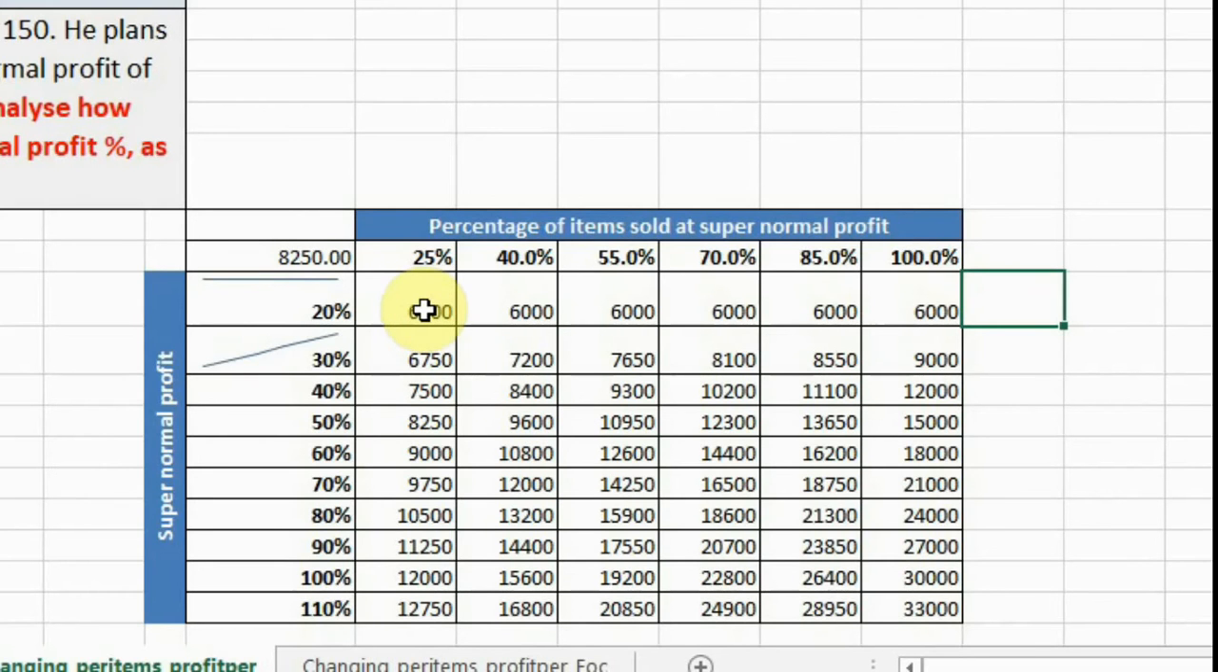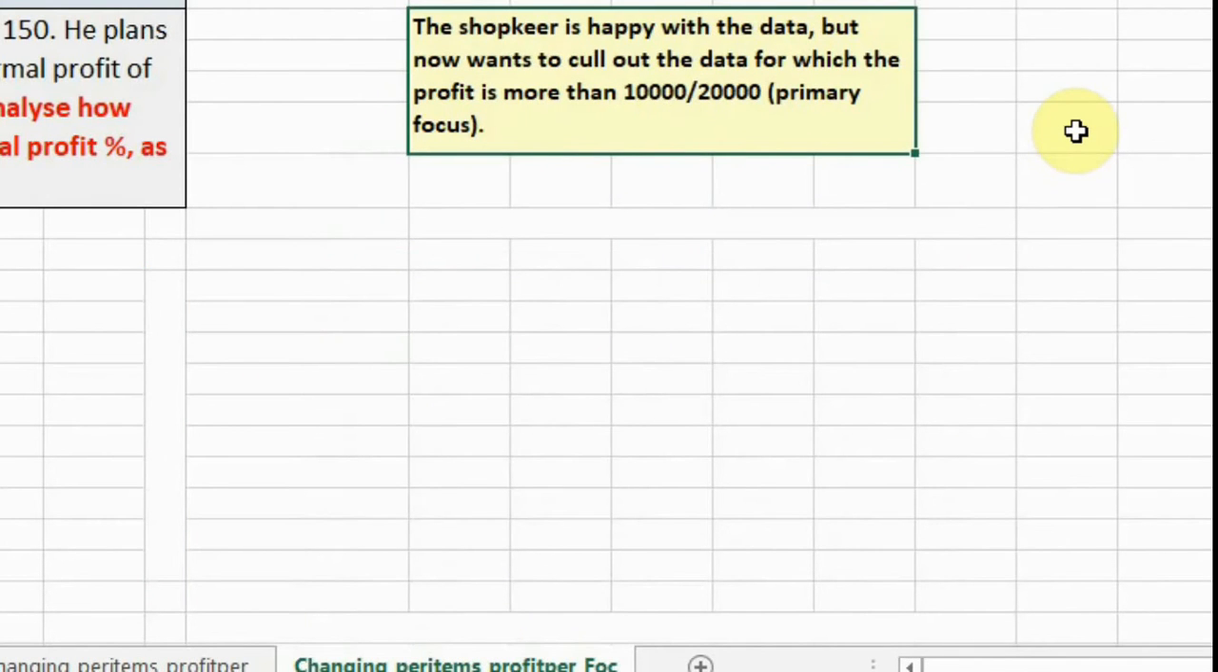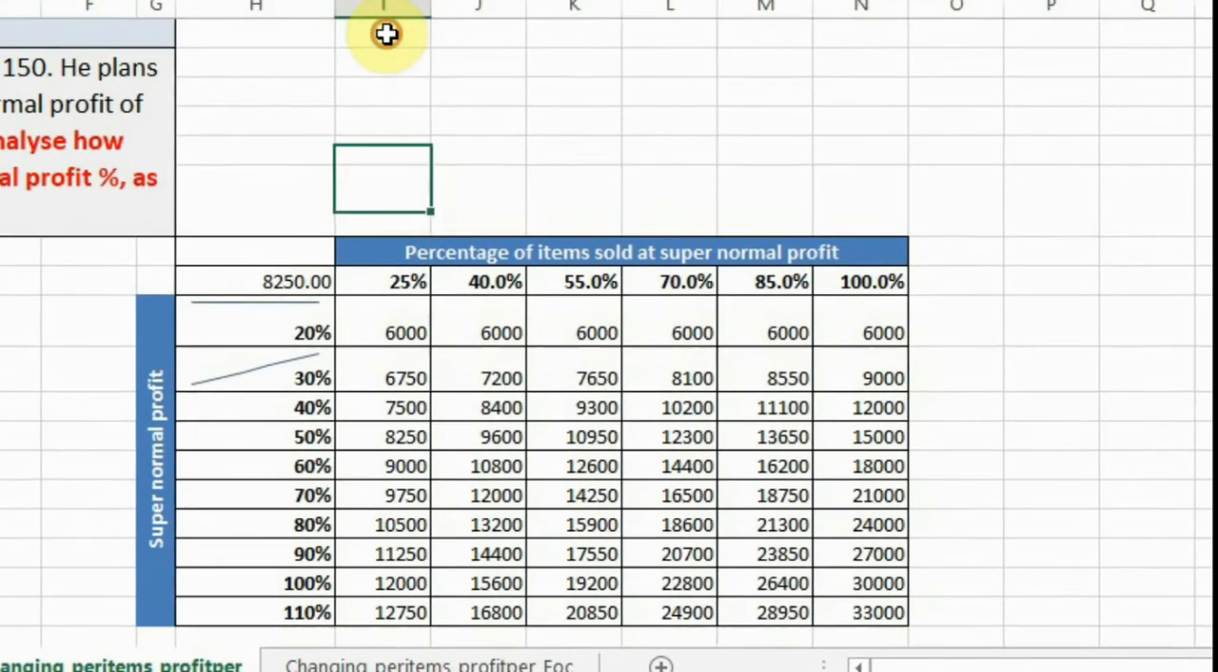Now suppose the shopkeeper wants to analyze where to focus. He has a business strategy in which he wants to focus primarily on the scenarios in which his profit is at least 10,000, and the best scenario is when the profit is more than 20,000. So in that case, what should be his strategy? Let's understand that as well over here.